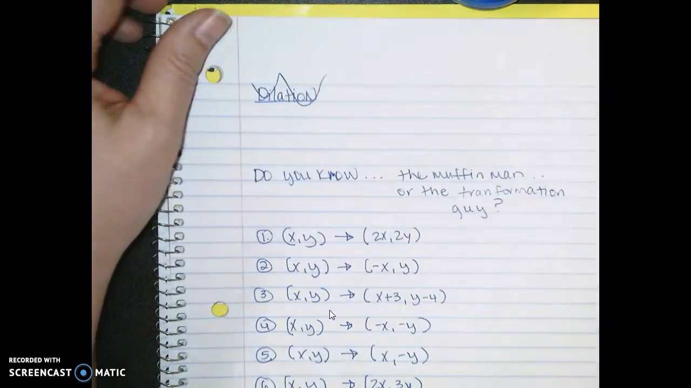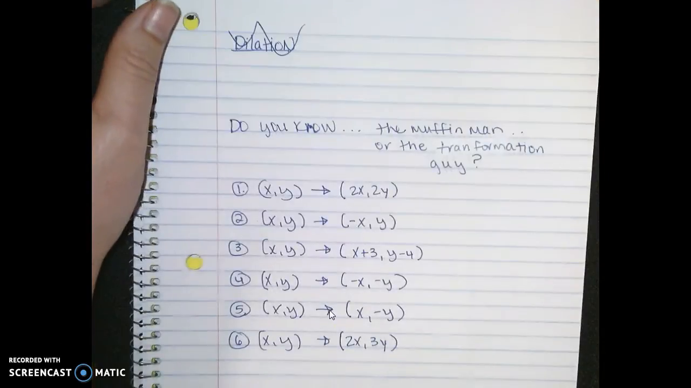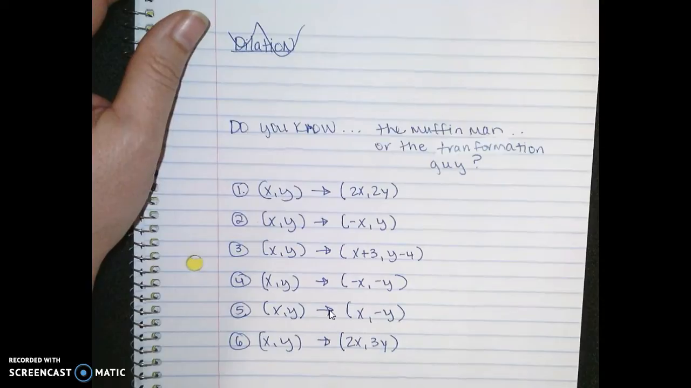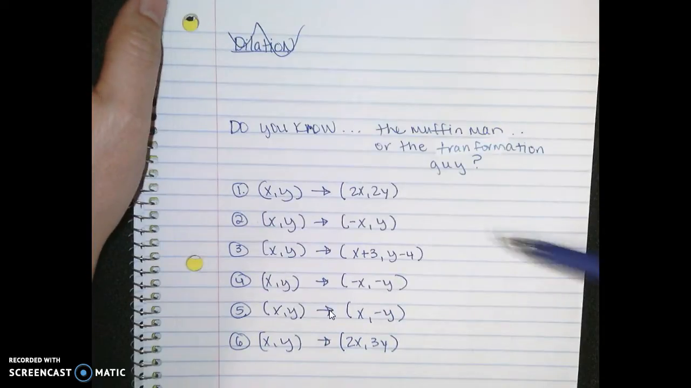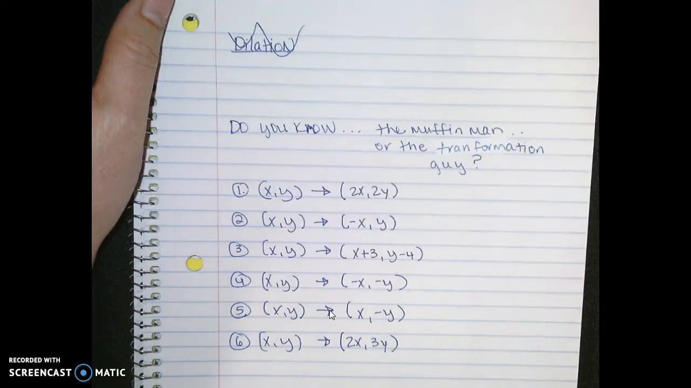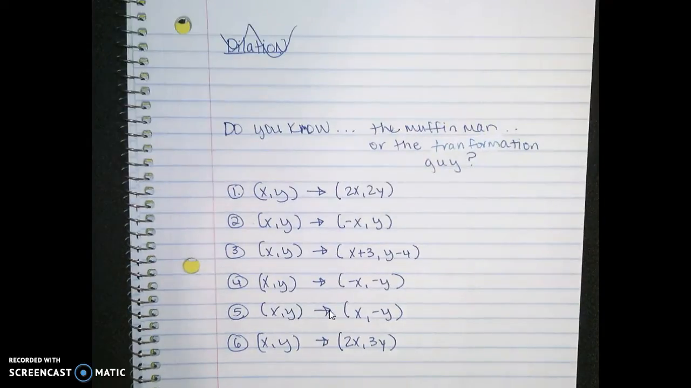Next, let's play a game. We're done with dilation, so now we can play Do You Know? Do you know the Muffin Man, or at least the transformation guy? Now, here are 6 questions listed. My question to you is, which one of these is rotation, dilation, reflection, and what's that one I'm missing? Yes, you're right. It was translations. Now, at this point, I would like you to stop the video and answer those 6 questions using those 4 answer choices.